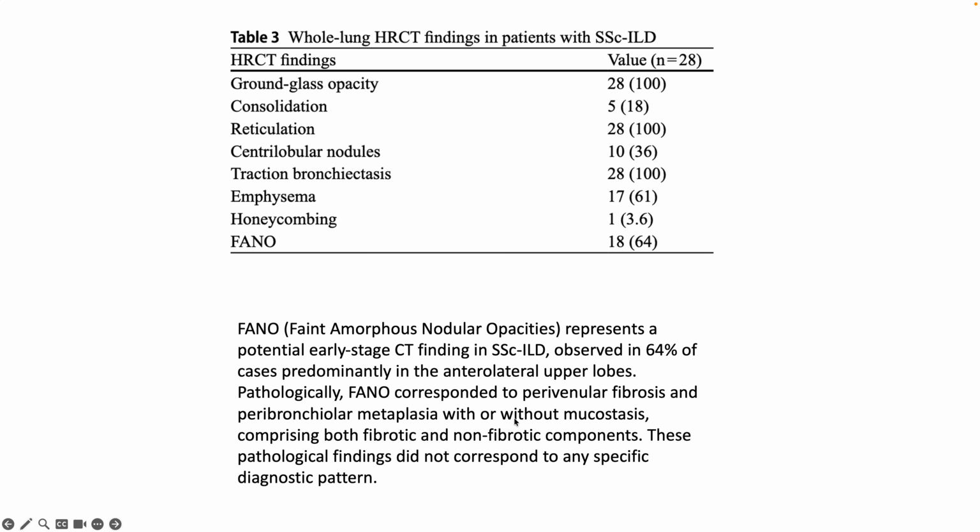And the findings were ground glass consolidation, reticulation in combination. But then they had this term FANO, which is faint amorphous nodular opacities. And according to them, it's a potential early stage CT finding that they found in 18, that is 64% of patients, and pathologically corresponds to perivenular fibrosis, peribronchial metaplasia, with or without mucostasis, with both fibrotic and non-fibrotic components.